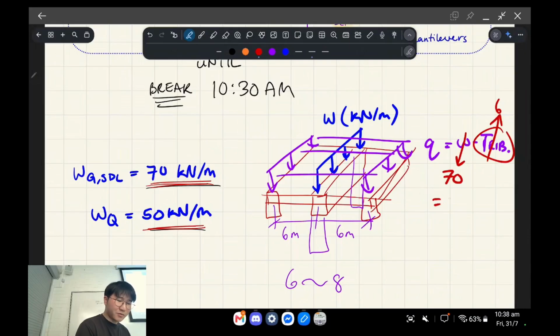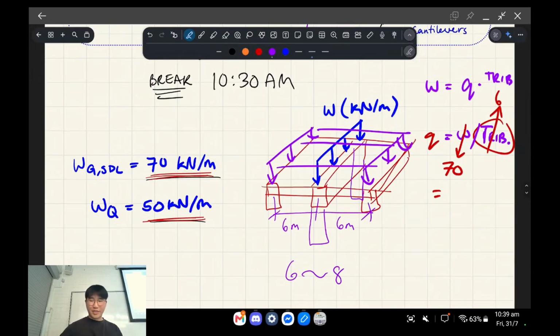So basically, what I'm trying to say is, no, other way around, sorry, my bad. So W, you know what? This is divided. Basically, where this came from is W was Q multiplied by the trib, and so when you rearrange for Q, you get the other way around. So basically, if I do this with my calculator.